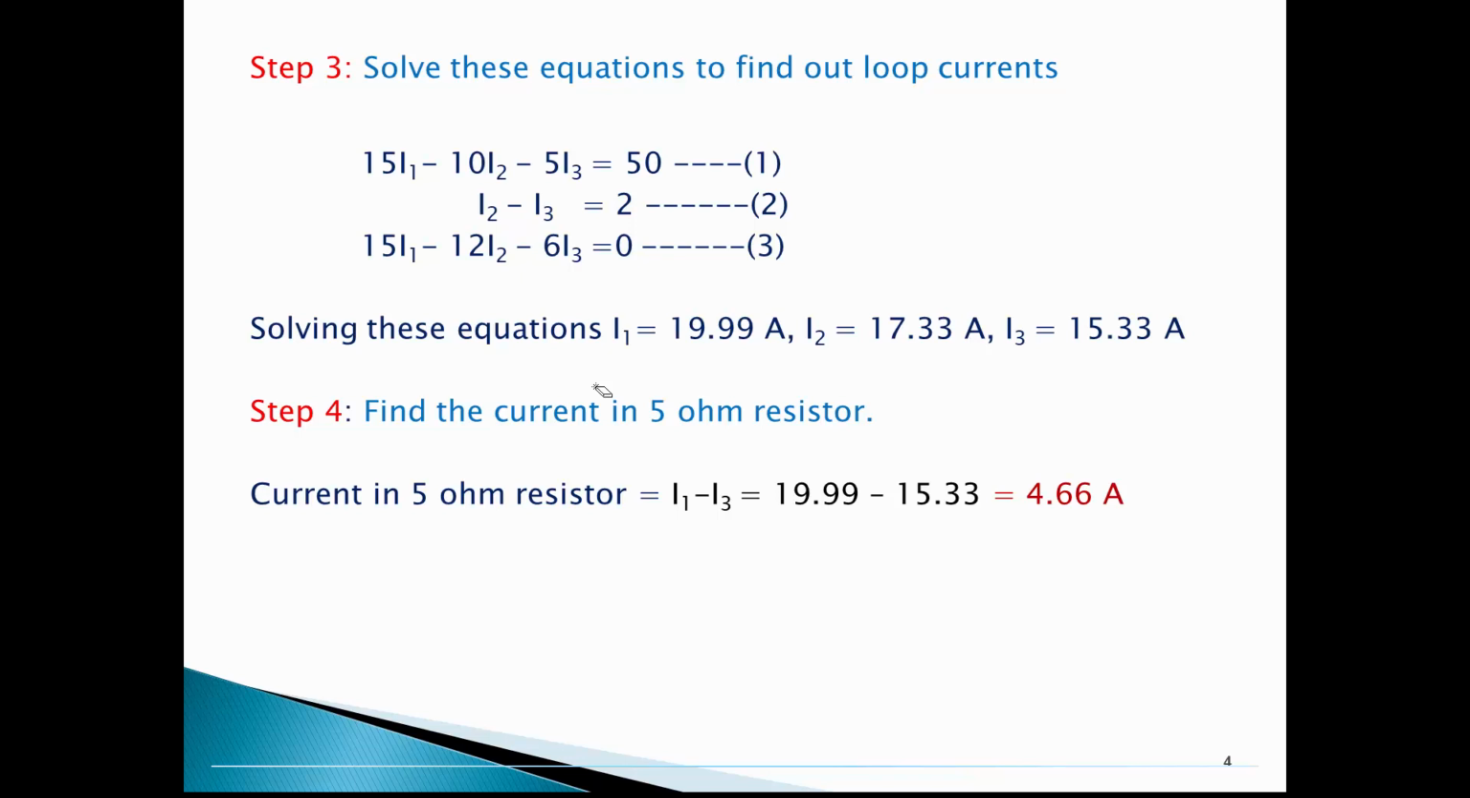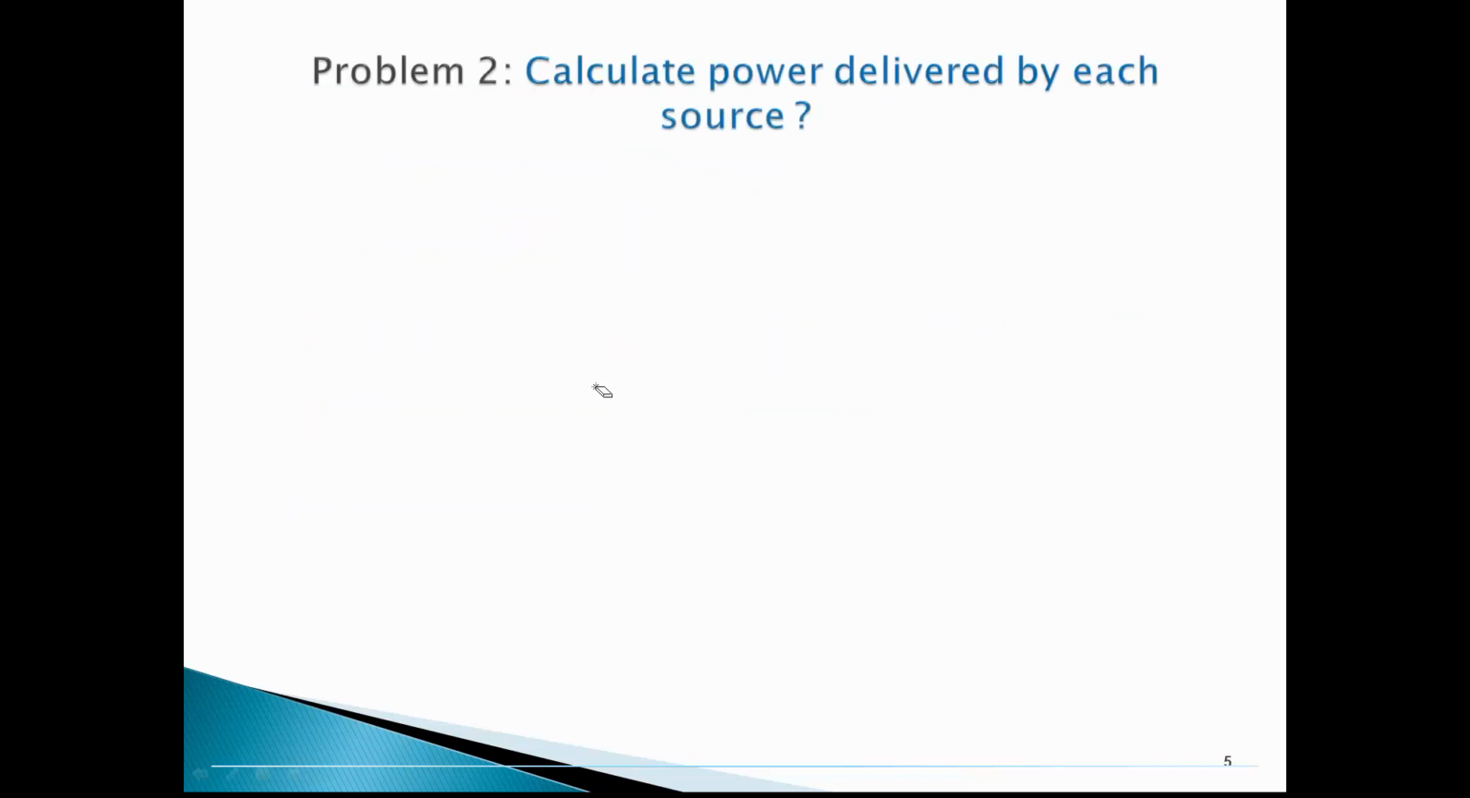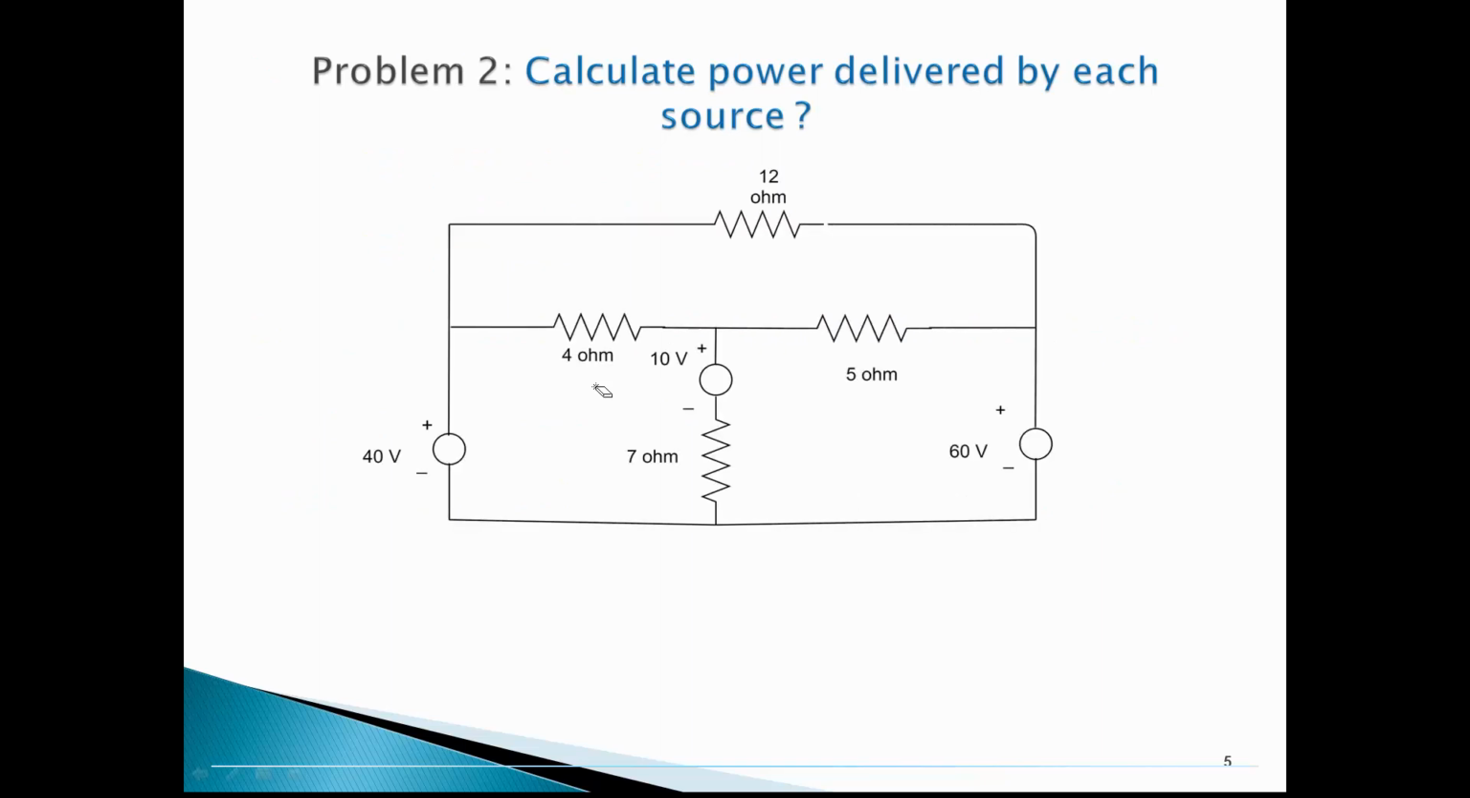Let's move on to problem number 2. Problem number 2 is to calculate power delivered by each source. So there are three sources here, namely 40, 10 and 60 volt source. I want to find out power delivered. So whatever be the case, we are supposed to find out loop current here. As usual, step number 1, select loop current and branch current direction. Select loop current as you wish.